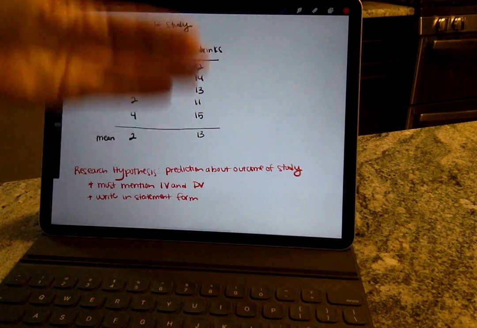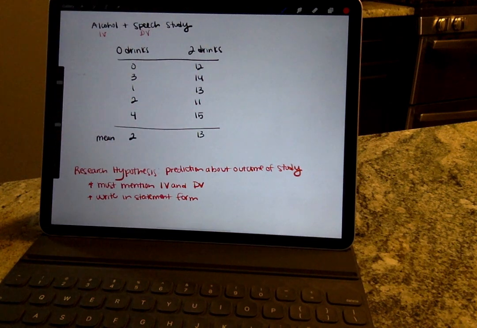So let's kind of brainstorm about different ways that we could predict the outcome of this study. So before I tell you some of my ways, I want you to think for a second about what you might say in terms of a prediction.